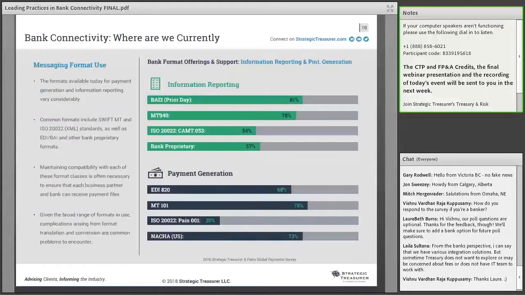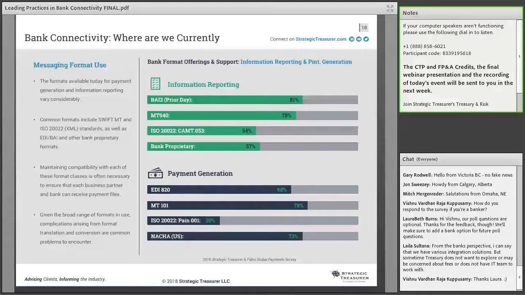Yeah, thanks, Isaac. Continuing the discussion about where we are currently, but moving to bank format offerings and support. On those surveys, we do query banks across the globe. There is better representation in North America, Canada and the U.S. in particular, than any other region, but it's interesting to see what formats people use for information reporting. You have the two old formats, BAI2 for prior day, and MT940, message type 940, or current day 942, right around 80% of those.